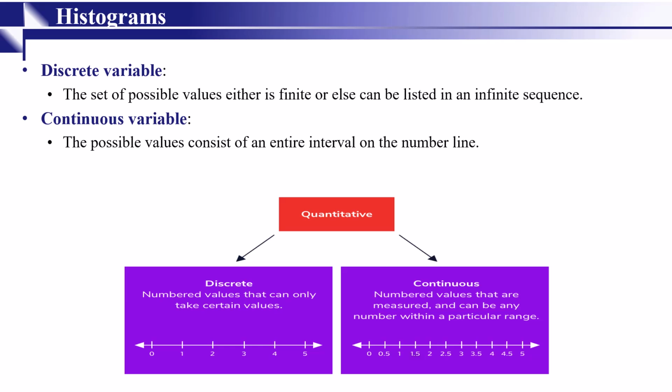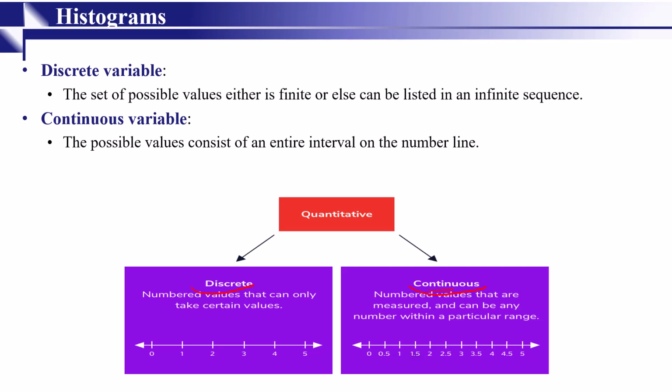We generally have two types of quantitative variables: discrete and continuous. A numerical variable is considered discrete if its set of possible values either is finite or else can be listed in an infinite sequence. For example, we can count them, one in which there is a first number, second number, third number, and so on.